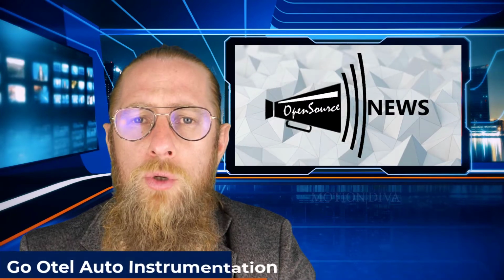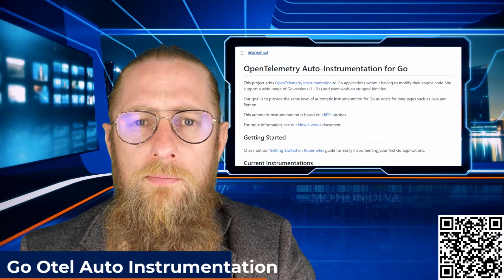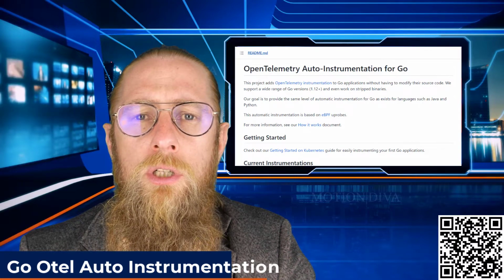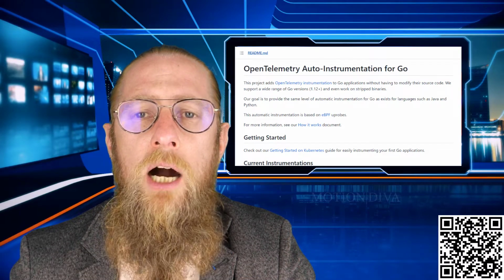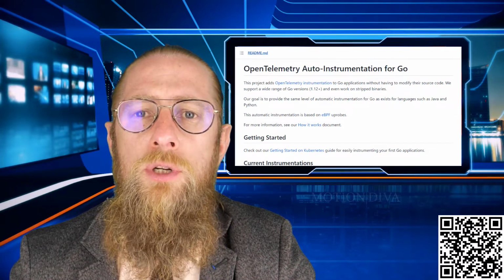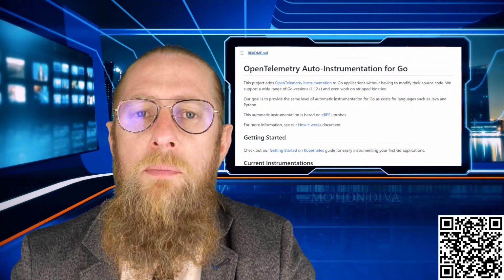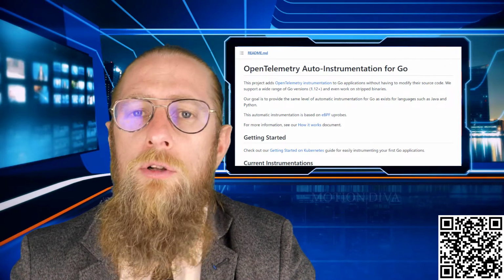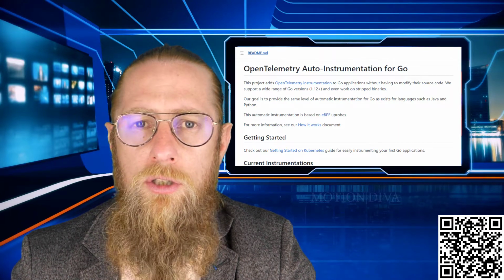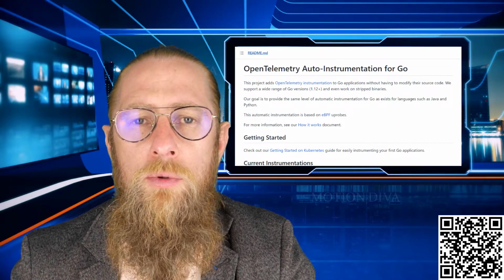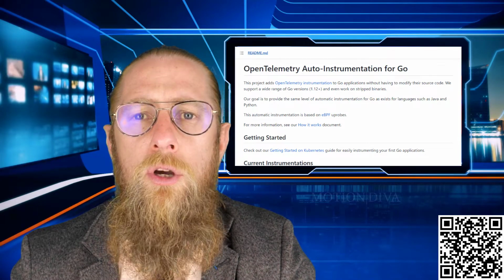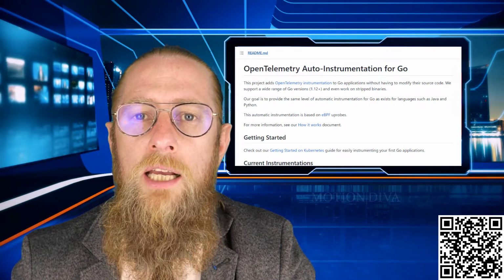Go OpenTelemetry Auto Instrumentation Library. A new amazing piece of news related to OpenTelemetry. There is now an automated instrumentation library for Go. This library is based on eBPF uprobes and will collect the various Go instructions. The deployment in Kubernetes is simple. We only need to add a sidecar container next to our application.